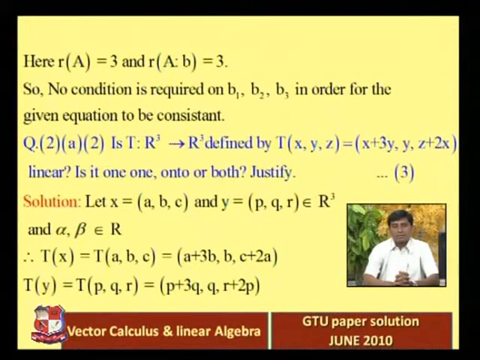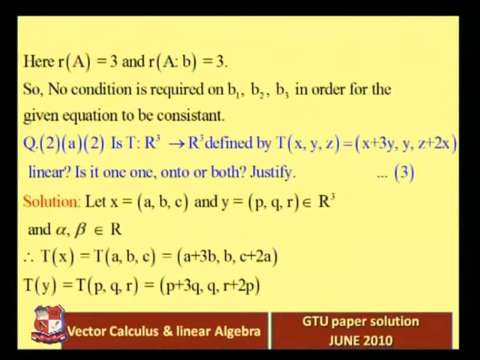Okay, question 2a, second part. Is T from R3 to R3 defined by T of x, y, z equal to x plus 3y as the first coordinate, y as the second coordinate, and z plus 2x as the third coordinate, linear? That is the first question. Is it one-one, onto, or both? Justify.